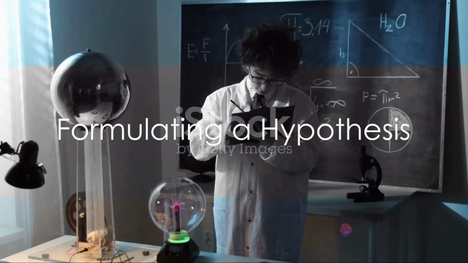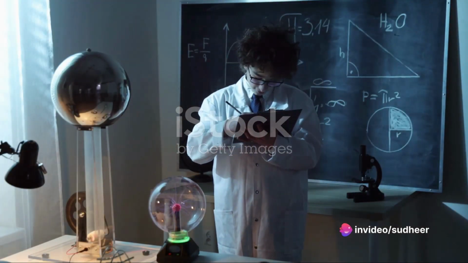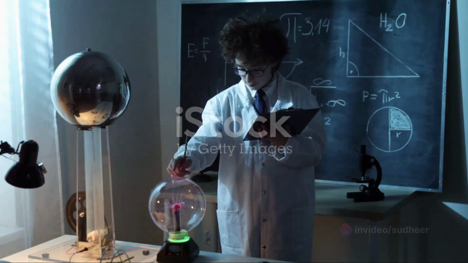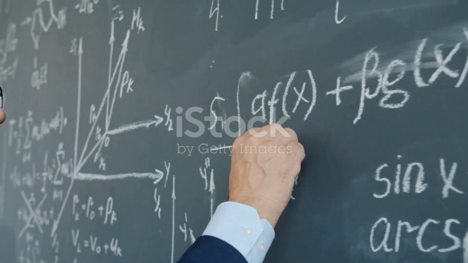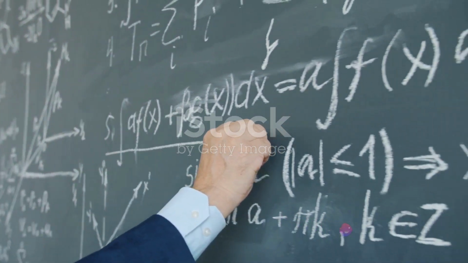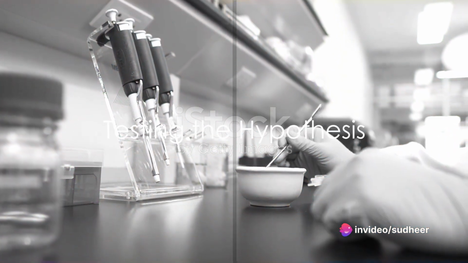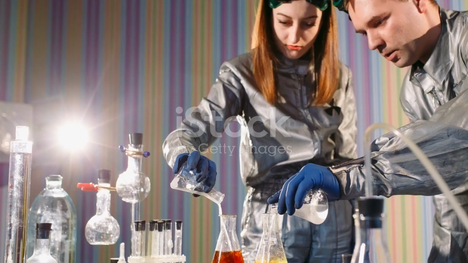Next comes the formulation of a hypothesis, which is a testable prediction about how changes in one variable might influence another. For example, a psychologist might hypothesize that increased exposure to violent video games leads to increased aggression in teenagers. Then, we have the test stage. Here, psychologists conduct experiments to test their hypotheses.